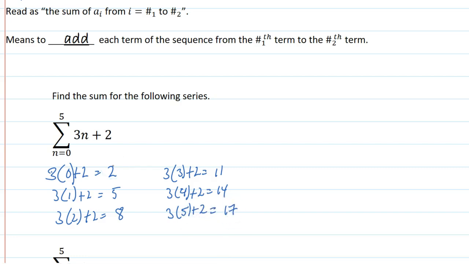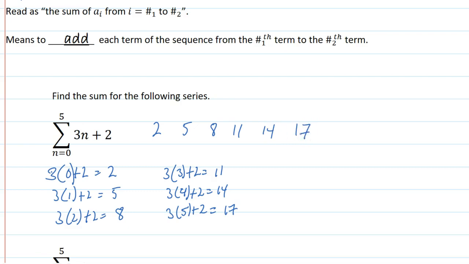Some of you probably noticed this is simply an arithmetic series, and we're simply adding 3 to each term after the first term. So if you didn't want to write all these out, those of you who realize this is an arithmetic sequence simply could have said 2 plus 3 is 5, plus 3 is 8, plus 3 is 11, plus 3 is 14, plus 3 is 17.